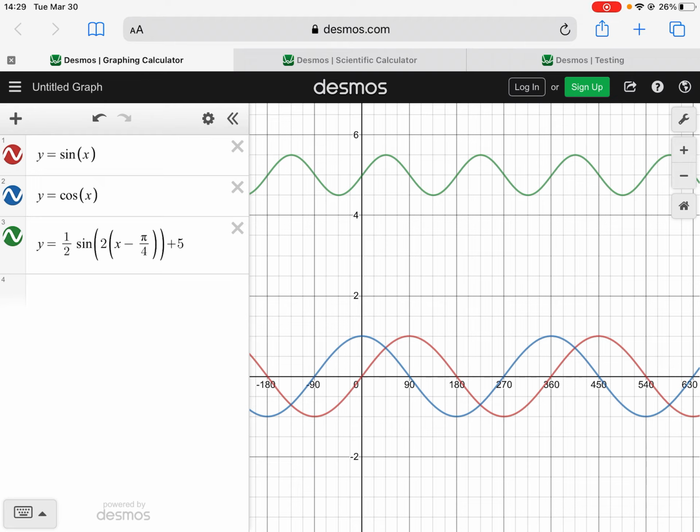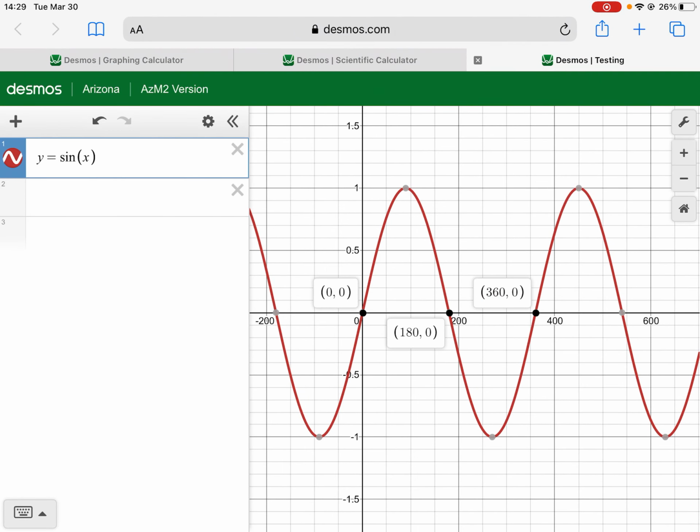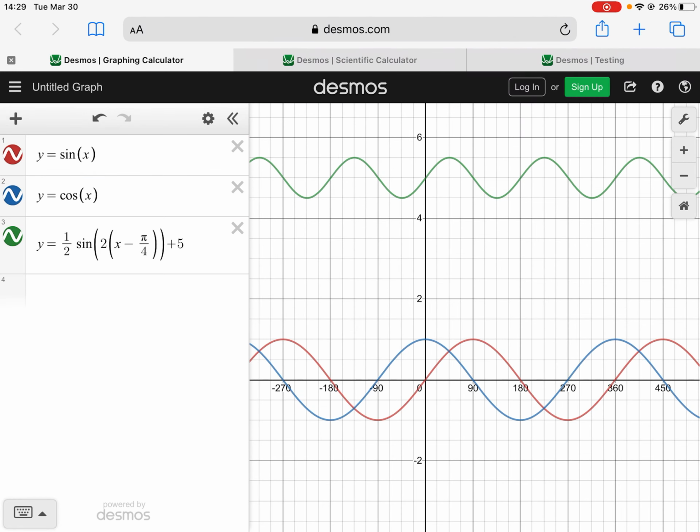Okay, but that is the final item I wanted to show you in this video: how to use Desmos, and also keeping in mind radians and degrees. And also you can use Desmos on your ACT or other standardized test.